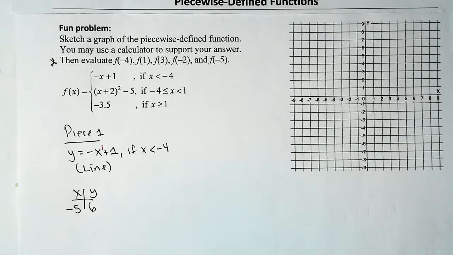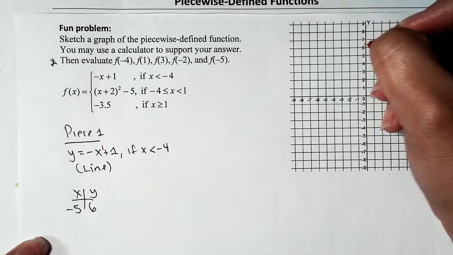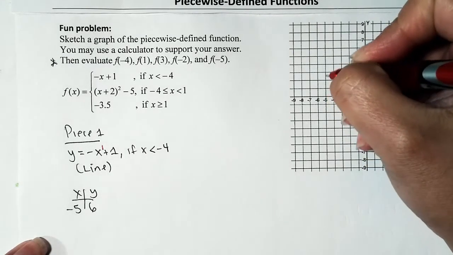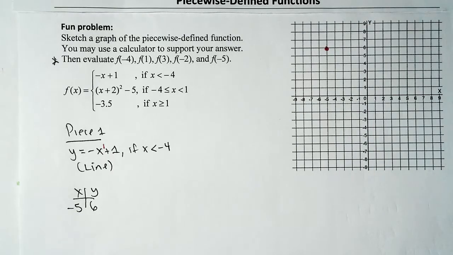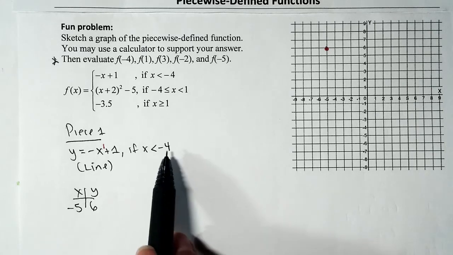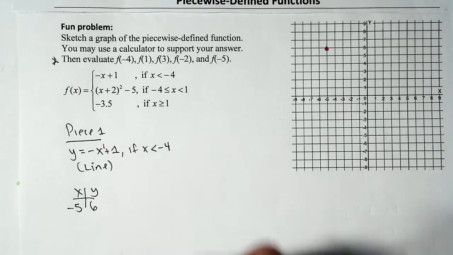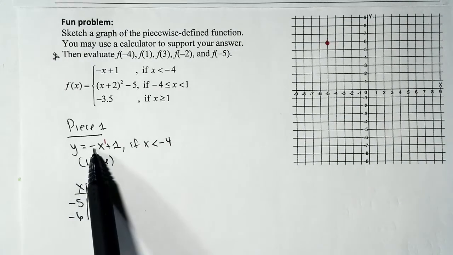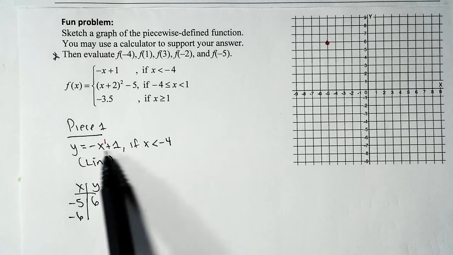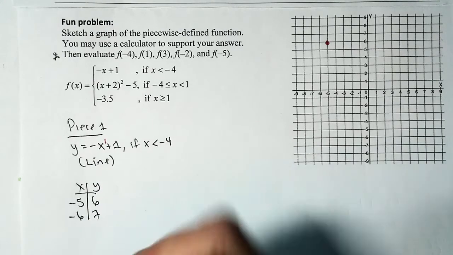Let's go ahead and lock it in. So we have -5, 6. Again, to do the graph of a line, we need 2 points, 3 if we're overachievers, but we have no time for that. After -5, we'll pick -6. When x is -6, the opposite of -6 is 6, and 6 plus 1 is 7. So that's good enough for me.